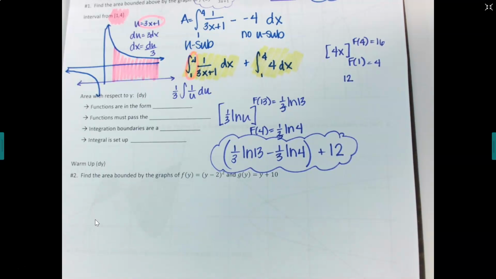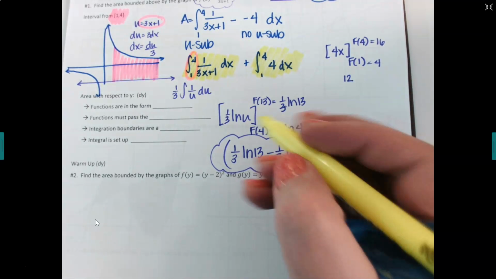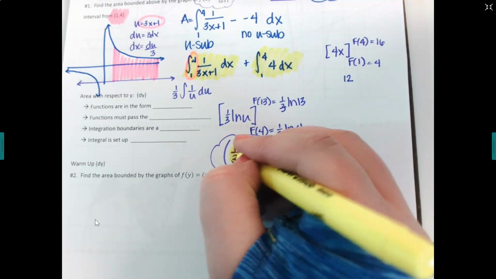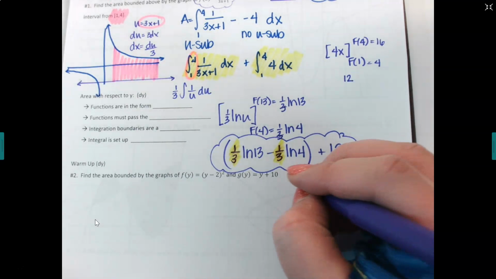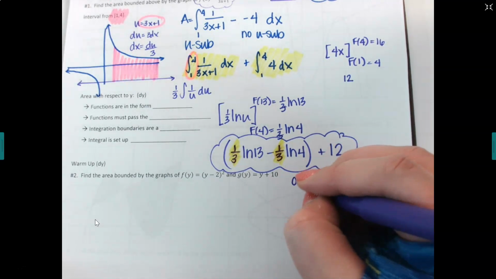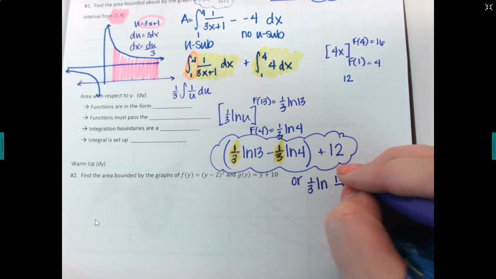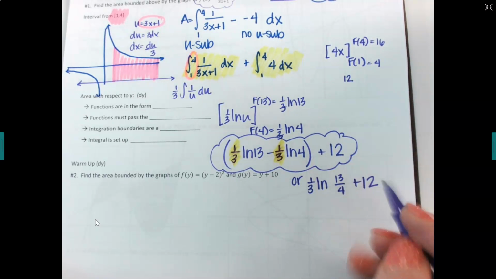Now, I don't know if you heard what Alex said, but remember that you can also take the third out of these two and then use the property of logs to simplify that. So the alternate answer for that would be a third ln 13 over 4 plus 12.